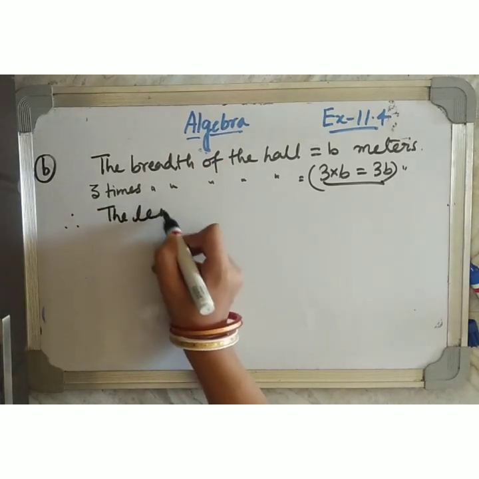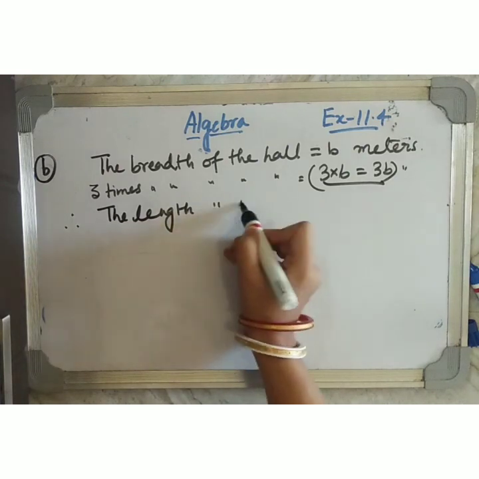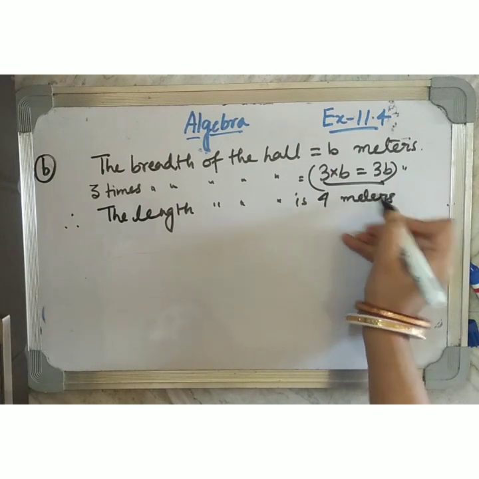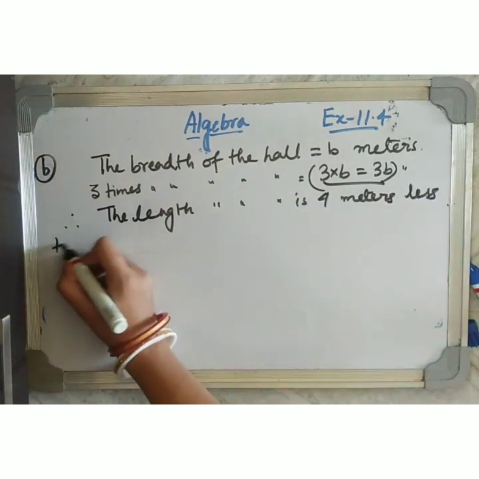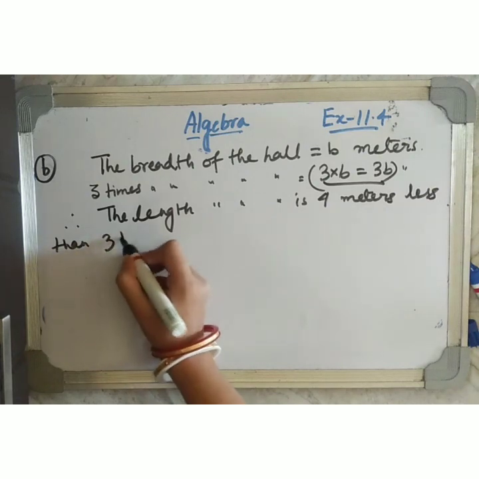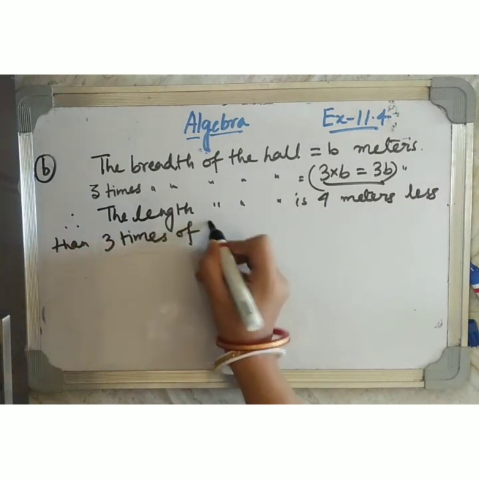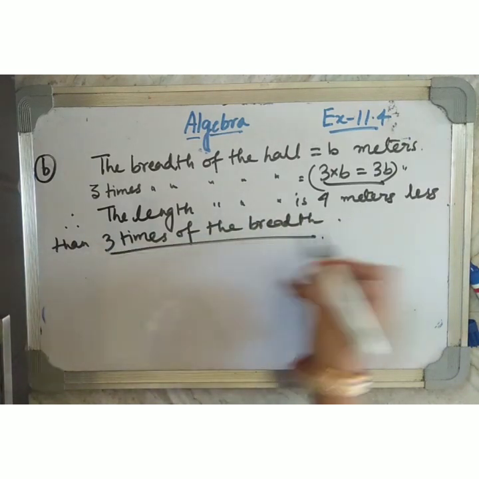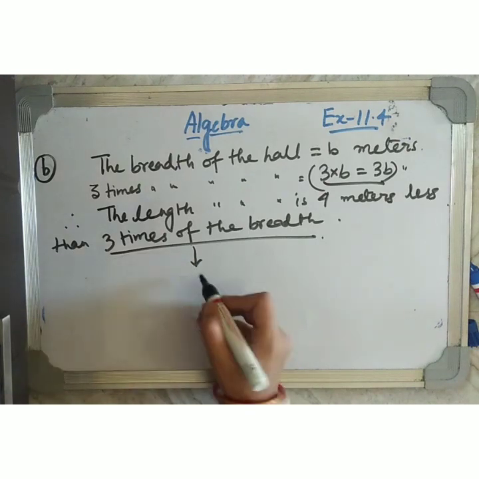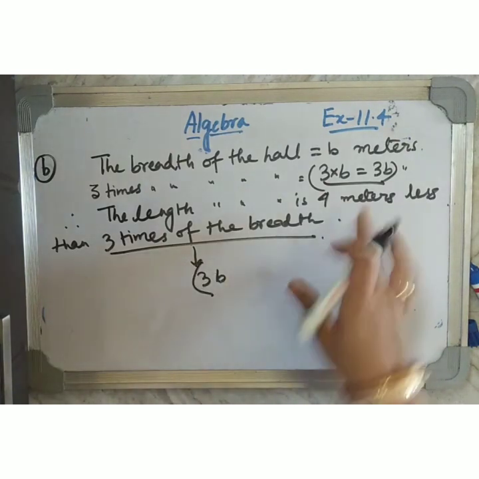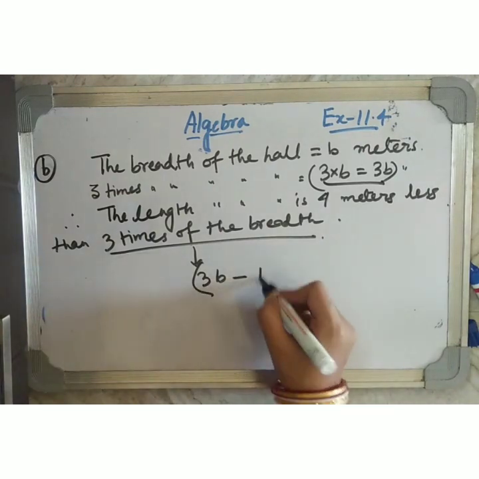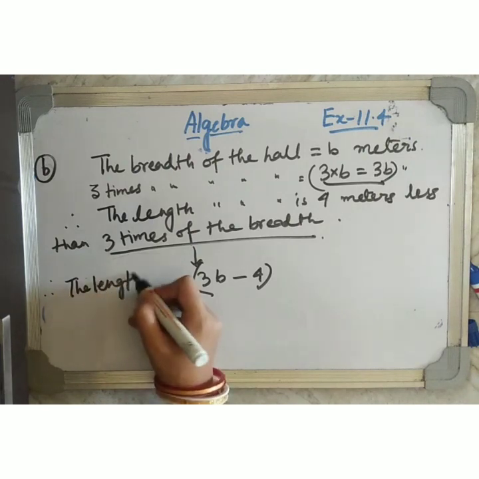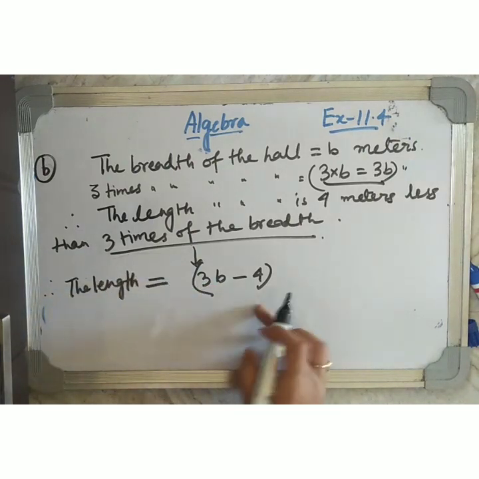the length of the hall is 4 meter less than 3 times of the breadth. Now 3 times of the breadth is already found, that is 3b meter, and 4 meter less than this means minus 4. Therefore the length of the hall will be 3b minus 4 meters.